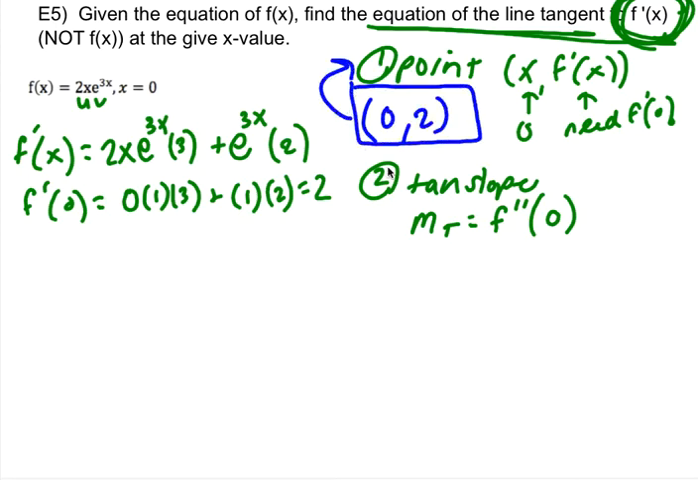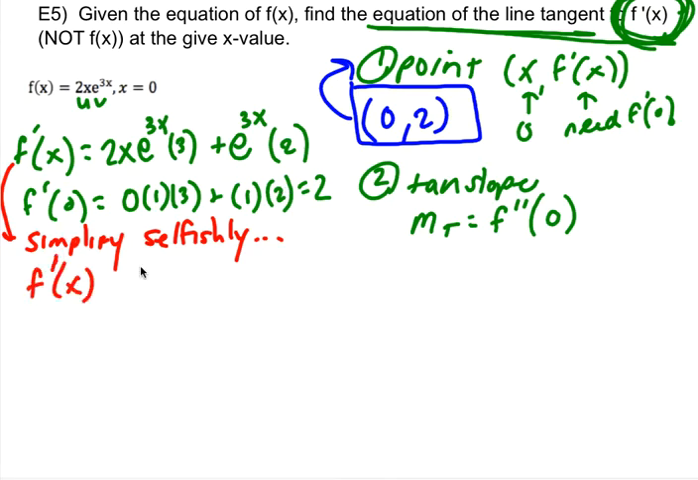But in order to find my second derivative, I would really like this a lot better if it were simplified. So I'm going to simplify selfishly, right? I didn't really need to simplify to find f prime of 0, but it's going to be a lot easier to have a simplified f prime if I'm going to differentiate again. So I have that f prime is 6x e to the 3x plus 2 e to the 3x, right?